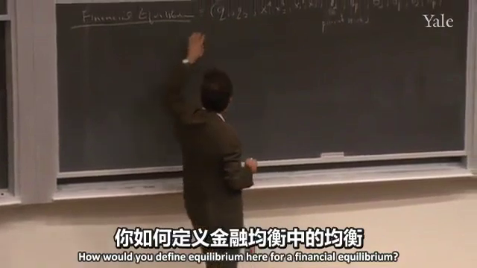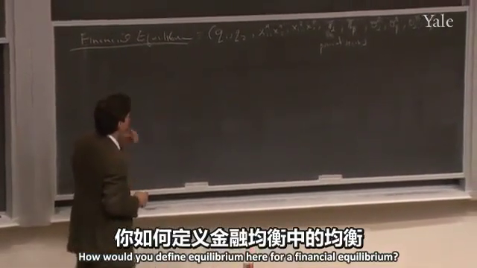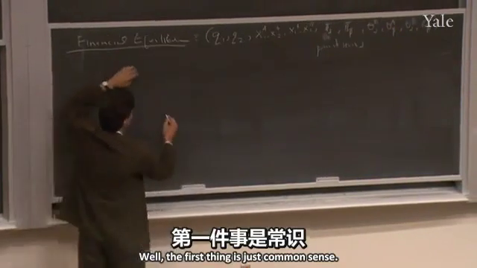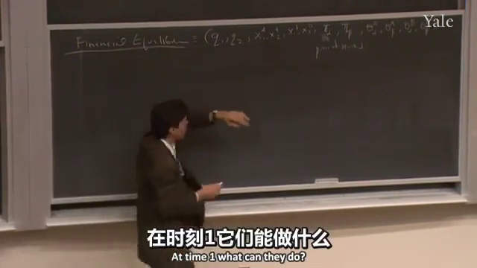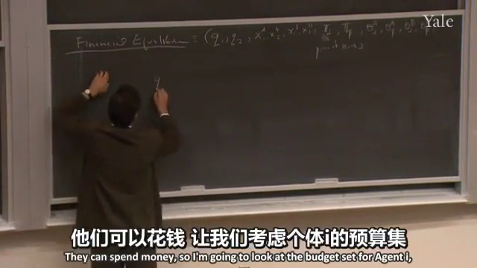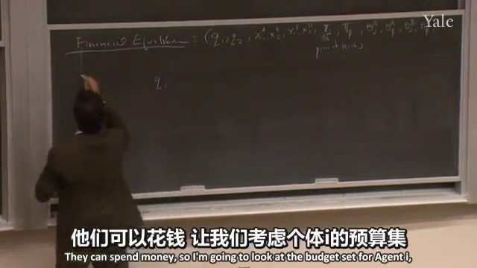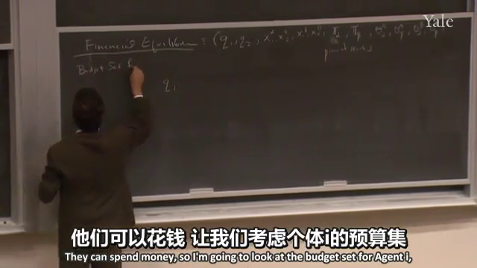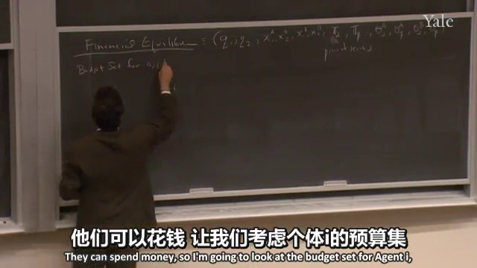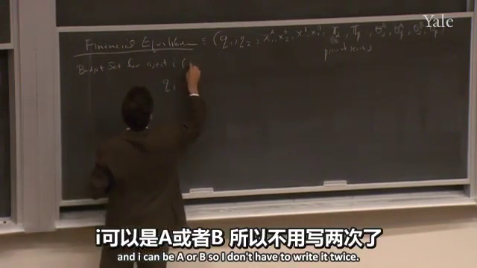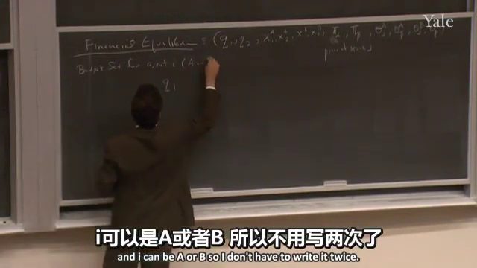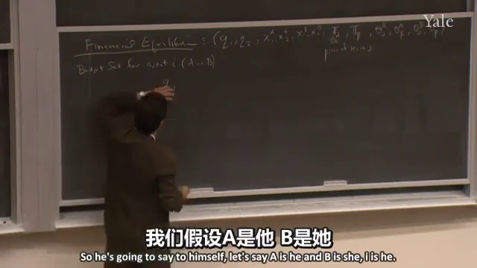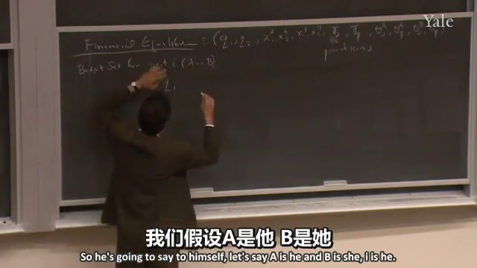How would you define equilibrium here for a financial equilibrium? Well, the first thing is just common sense. What are people doing? At time 1, what can they do? They can spend money. So I'm going to look at the budget set for agent I. I can be A or B, so I don't have to write it twice. Let's say A is he and B is she. I is he.